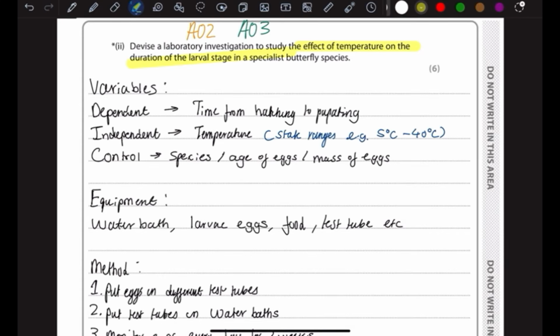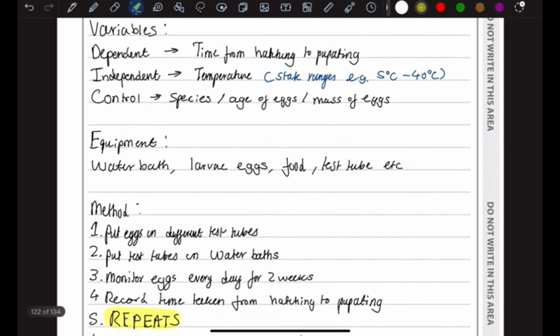Cool. Control variable, just mention 1 or 2. Just mention 1 or 2 control variables. We'll get you some marks. Cool. Let's go on.